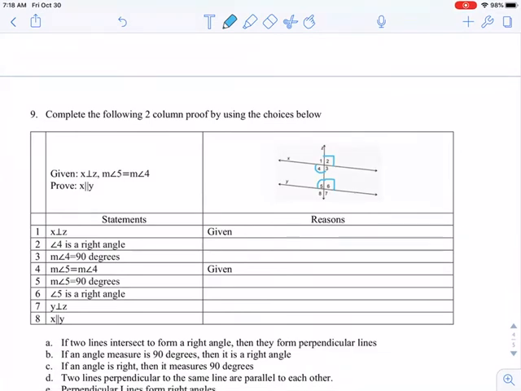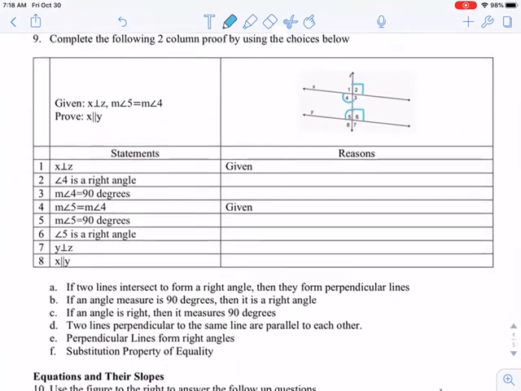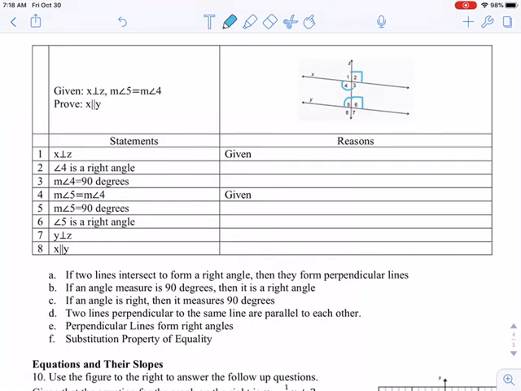So, since the lines are perpendicular, we know angle 4 is a right angle. Usually we say definition of right angle, or excuse me, definition of perpendicular lines, but we have to specifically say it like this now. Perpendicular lines form right angles. These lines are perpendicular, so this must be a right angle, E. And we usually just say definition of perpendicular lines, but that's the actual definition right there.